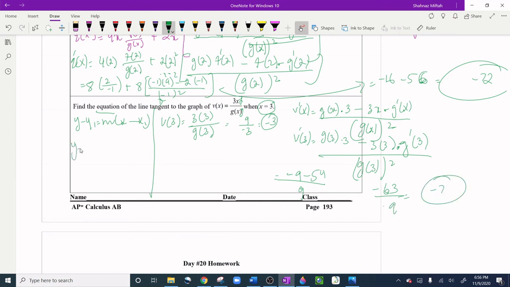So everything is done. What is the y value? -3, which is going to turn positive. What is the slope? -7. So y plus 3 equals -7 times x minus 3. And that's my actual answer.